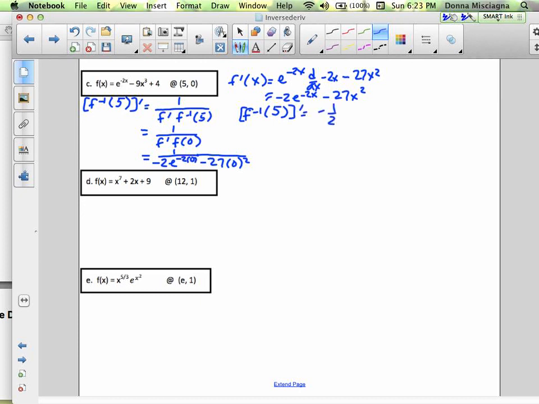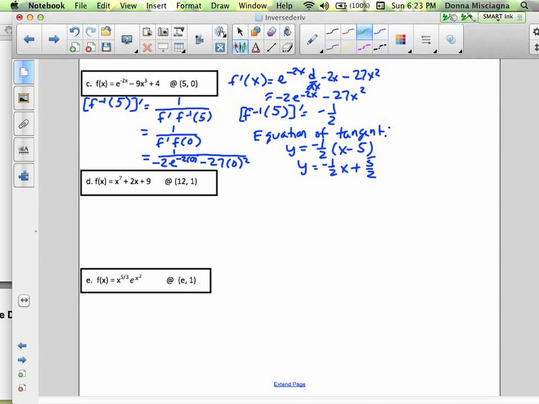And then here's our equation of our tangent line. We already have the values for the derivative. So that's going to be y equals, because I don't need the minus 0, negative 1/2 x minus 5. So that'll be y equals negative 1/2 x plus 5/2. There we go. That one's done. Let's try the next one.